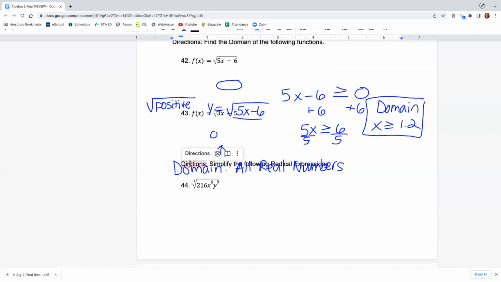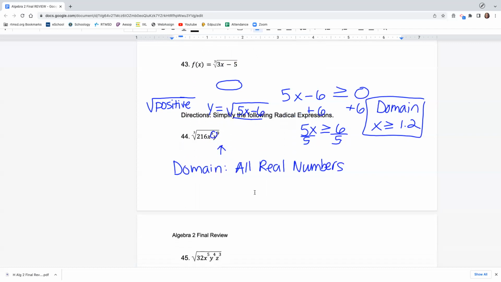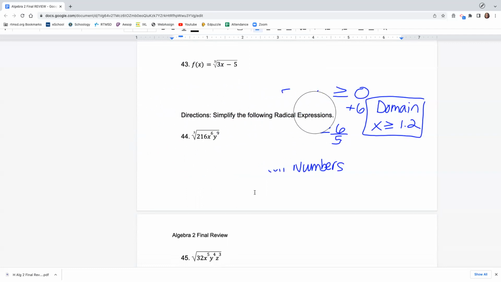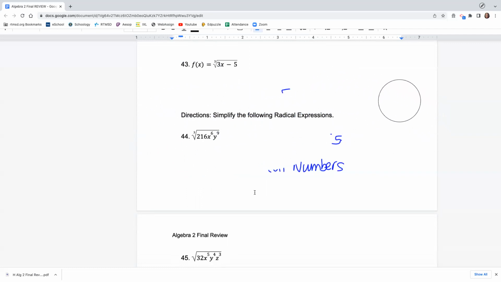All right, this should say directions. For the next part, the directions are simplify the radical expressions. So you have to be very careful and look to see that you are dealing with the correct root. So for number 44, this is a cube root. So you are basically thinking about the perfect cubes.